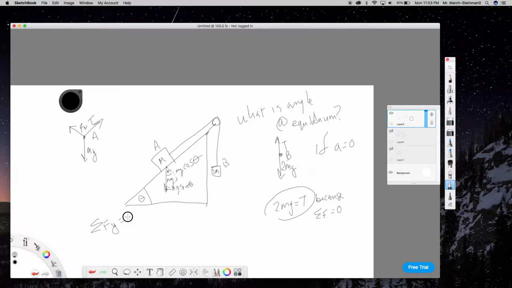The sum of the forces in the y direction would be Fn is mg cosine theta. The sum of the forces in the x direction would be mg sine theta minus tension equals 0. Therefore, mg sine theta is equal to the tension value, and if I substitute it in, I get mg sine theta equals 2mg. The mg's cancel. I get sine theta equals 2. So the inverse sine of 2 equals theta.